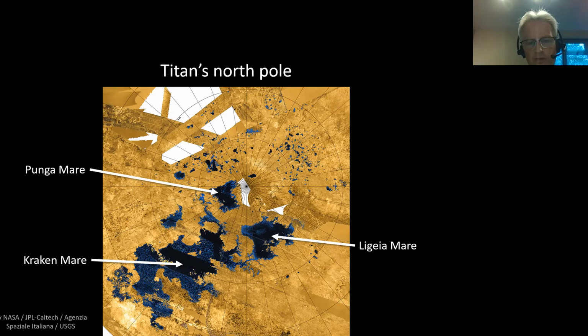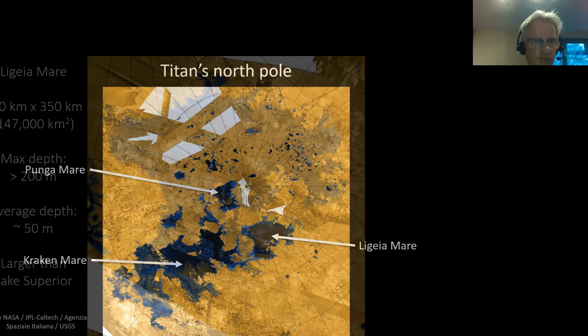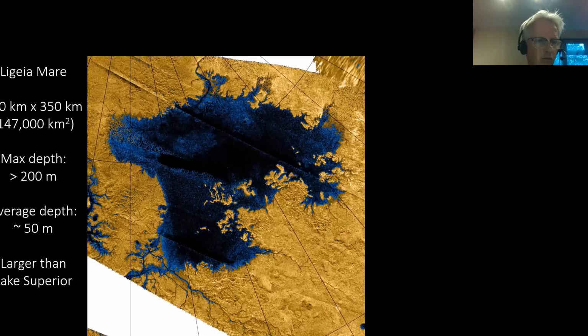There are thought to be lakes near the equator, but these are probably formed from underground aquifers, not rain, because the temperature is likely to be too high. So this is one of the seas. This is Ligeia Mare, the second largest of the seas. Nevertheless, it has a very large surface area, 147,000 square kilometers.